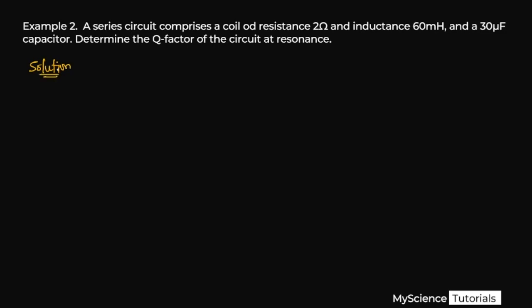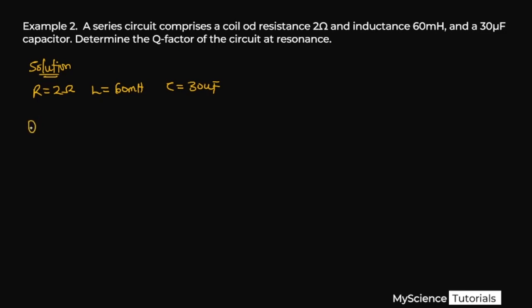We have a series circuit comprising a coil of resistance, so our resistance is 2 ohms. We have our inductance L, which is 60 millihenry. We have our capacitor having a capacitance of 30 microfarad. So we have to determine the Q factor. Now, like I said, there are so many ways to find Q factor. So let's go with the obvious one.